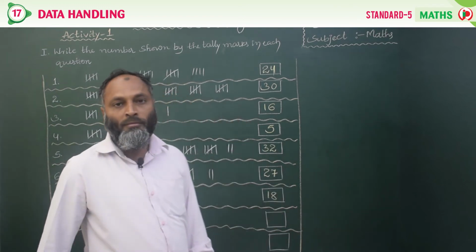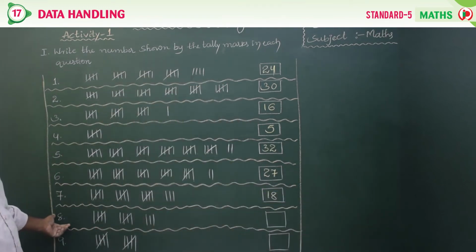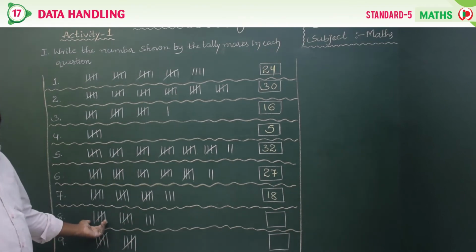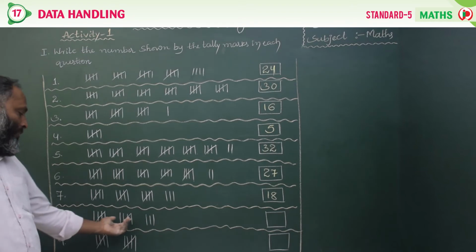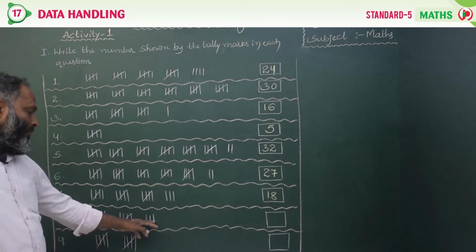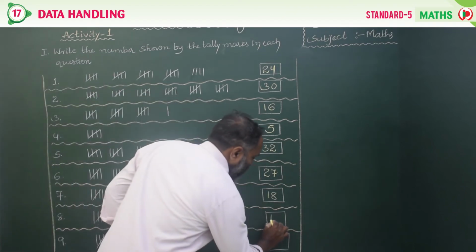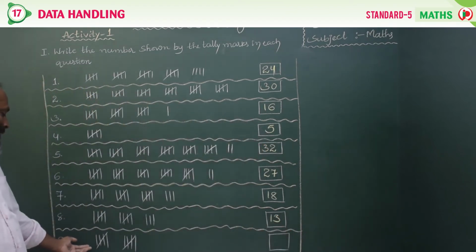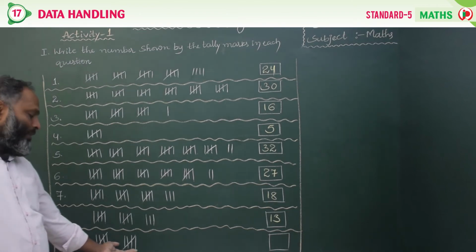Okay. So now, students, the eighth question. In the eighth question, this is 5, this is 10. So a group of 5 lines is 5 tally marks, and 5. 5 plus 5, 10, 11, 12, 13. So here 13 observations.